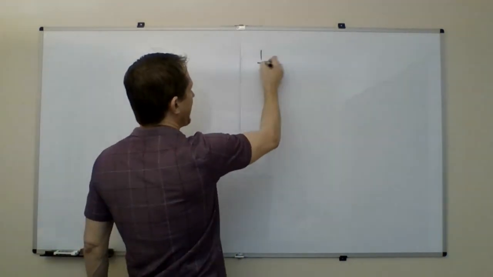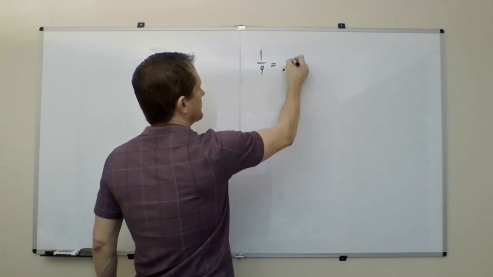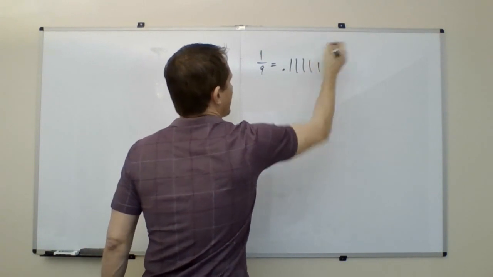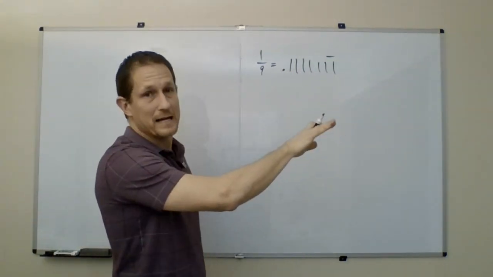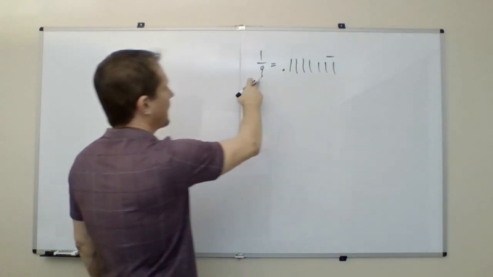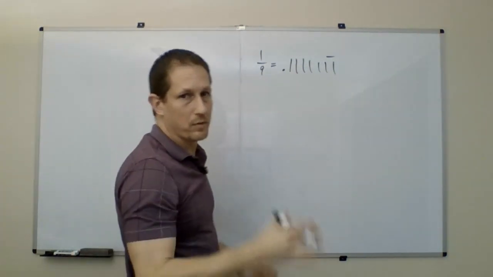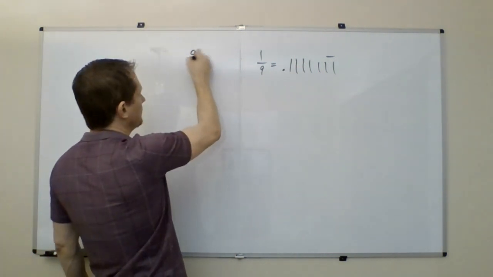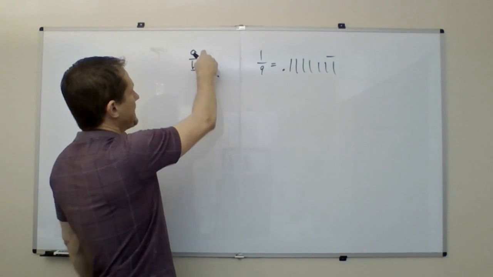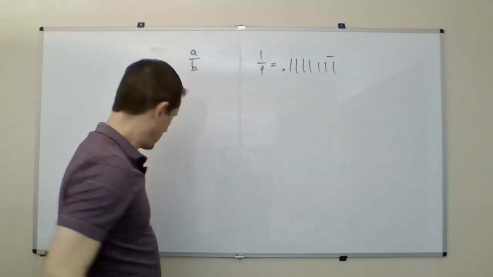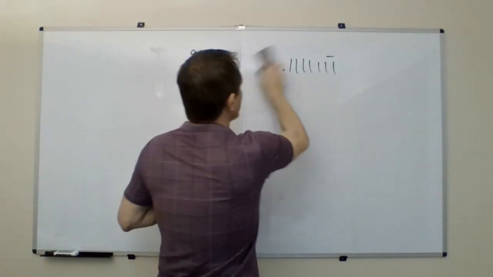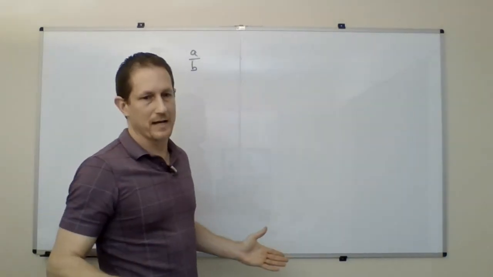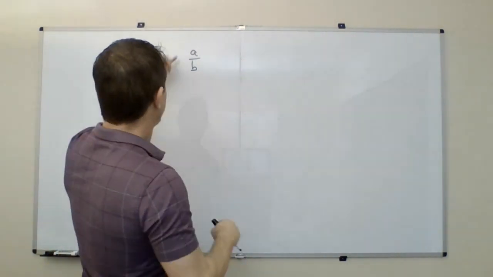So, for example, 1/9 is 0.111, and it continues like this, but it repeats. It repeats a 1. So that means that this is a rational number. A rational number is simply a number that can be expressed as a fraction a over b, where a and b are integers. That's all a rational number is. And so the question is, why is pi irrational? Well, the answer is because it cannot be expressed as a fraction of a over b.